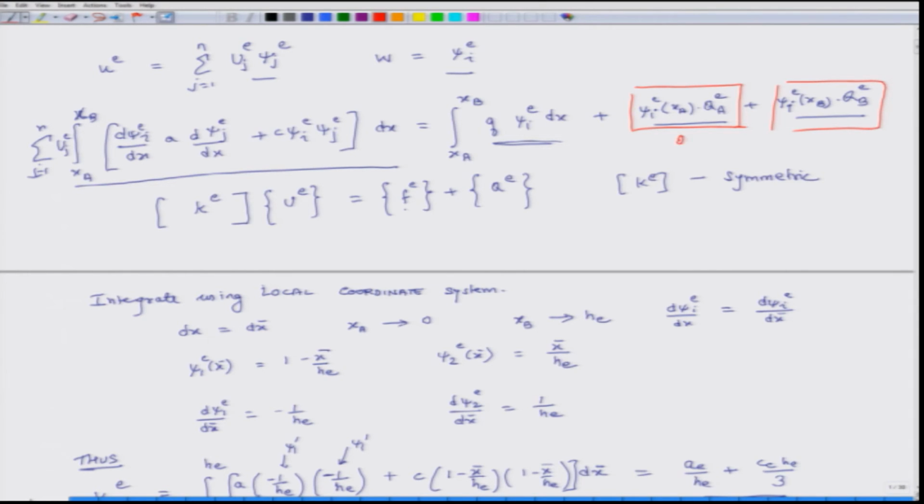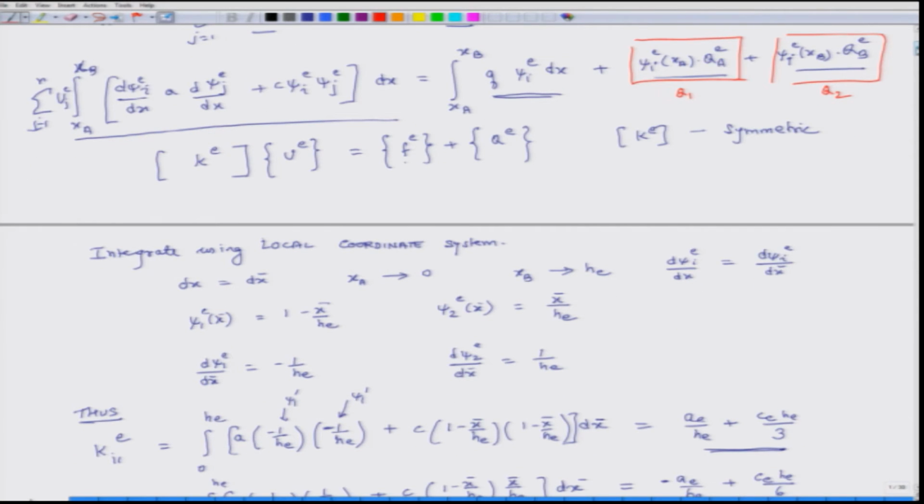So, this term I will call Q1. This will be associated with the first equation, and this will be Q2. This will be associated with the second equation, right? Because based on the value of I, that is my ith equation. So, when psi I equals psi 1, that is the value of Q in the first equation. When psi I equals psi 2, that is the value of Q in the second equation.